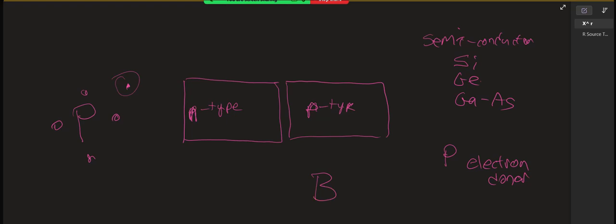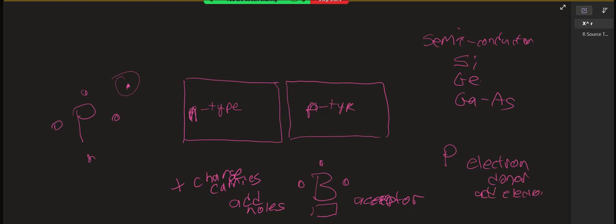Or you can have boron, which has 3 electrons. So it's got an empty space right there. It's a hole. So it's an acceptor. Boron is an acceptor. And so acceptors add holes, which are positive charge carriers. And donors add electrons, which are negative charge carriers.